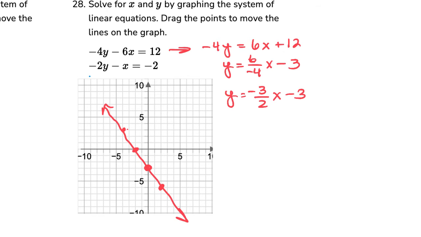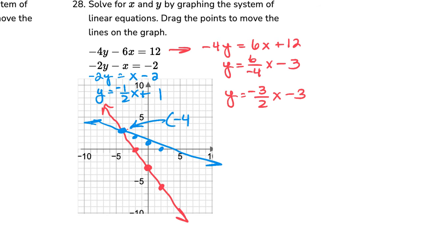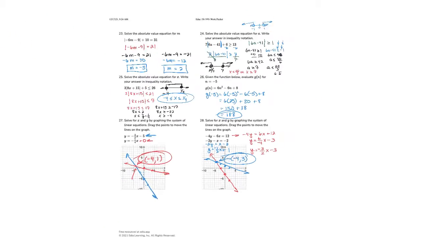And blue here, -2y equals x minus 2. Add x both sides. Y equals -1/2 x plus 1. Y-intercept 1, down 1 over 2, up 1, back 2, up 1, back 2. There's where they cross. A terrible line drawing, but that's at -4, 3. And that's the solution to the system. It takes care of page 6.